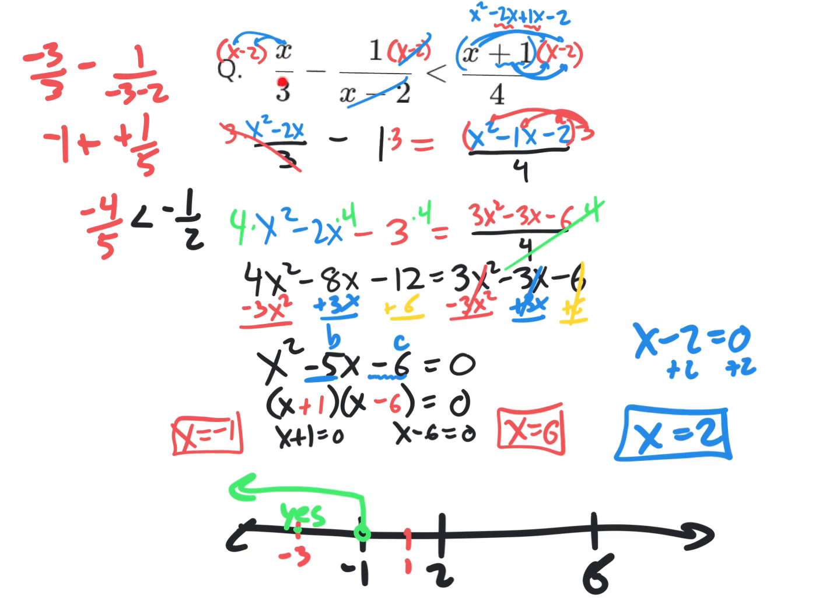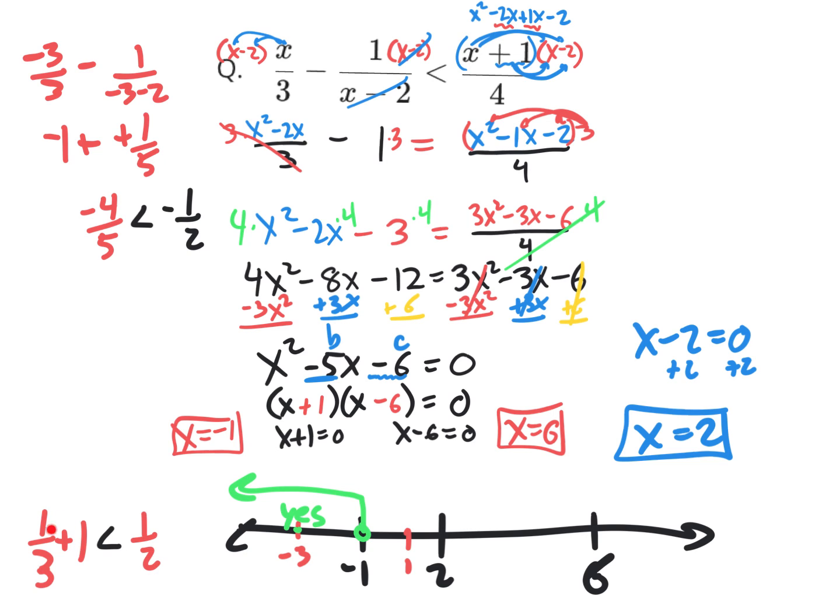So when I test 1, that's going to be a 1/3. 1 minus 2 is negative 1. 1 over negative 1 is negative 1, but with the negative in front of that negative 1, it's going to be a positive. So you really have 1/3 plus 1. And that should be less than, plugging in a 1 right there, 1 plus 1 is 2. 2 over 4 is 1/2. So that should be a less than 1/2.